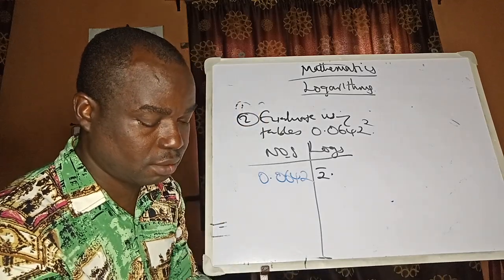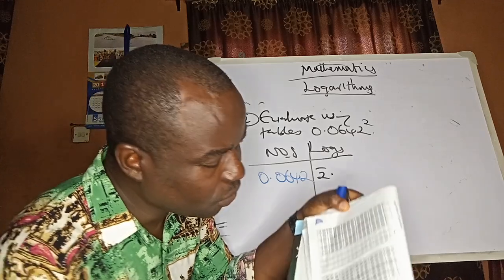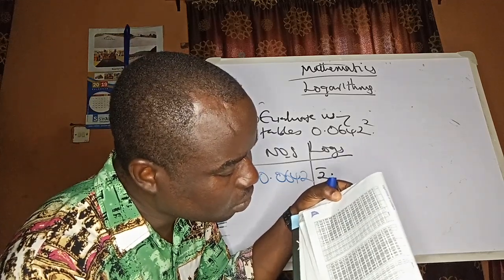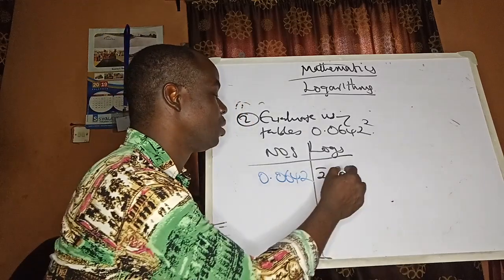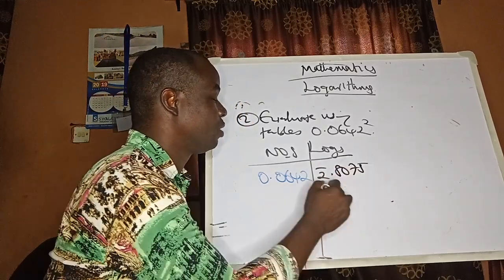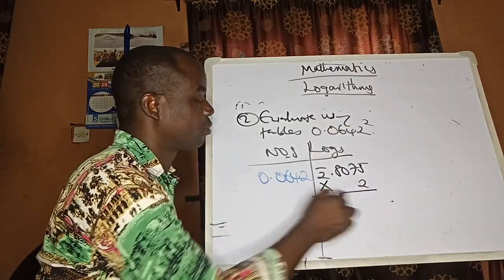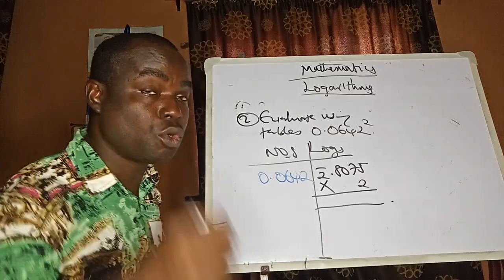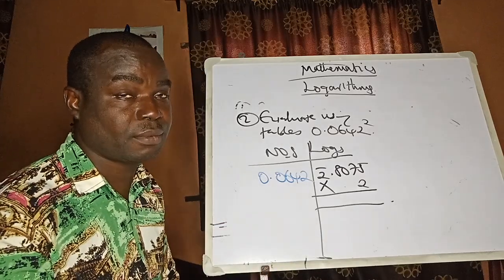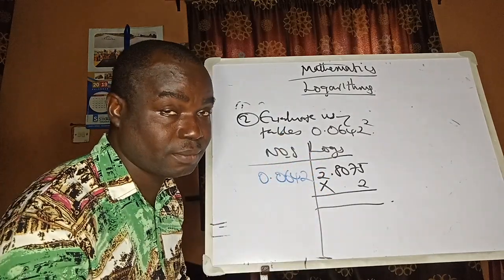64 under 2 is 8075. So I put 8075 times, the power is 2, so I put 2 here. Okay, so power means times. Don't use calculator to multiply. You're only allowed to use calculators to divide.